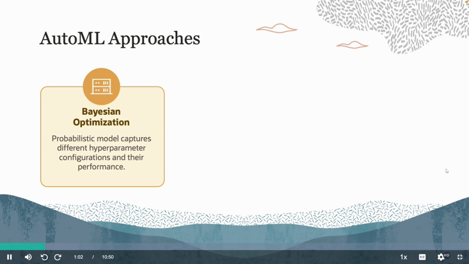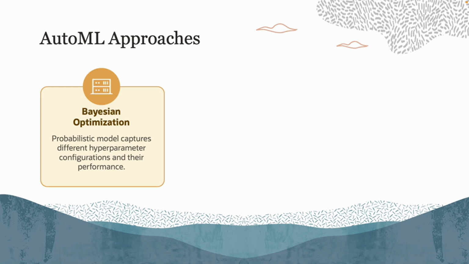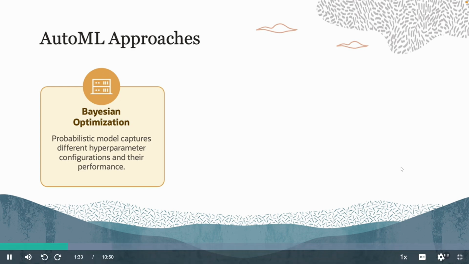There are a few AutoML approaches. Bayesian optimization uses a probabilistic model to capture different hyperparameter configurations and their performance. AutoSKLearn, one of the most notable works relying on this approach, adopted a random forest-based sequential model-based optimization technique for general algorithm configuration. It uses meta-learning to identify a previously optimized dataset closest to the given dataset, and uses the known dataset's configuration to bootstrap the iterative optimization process.